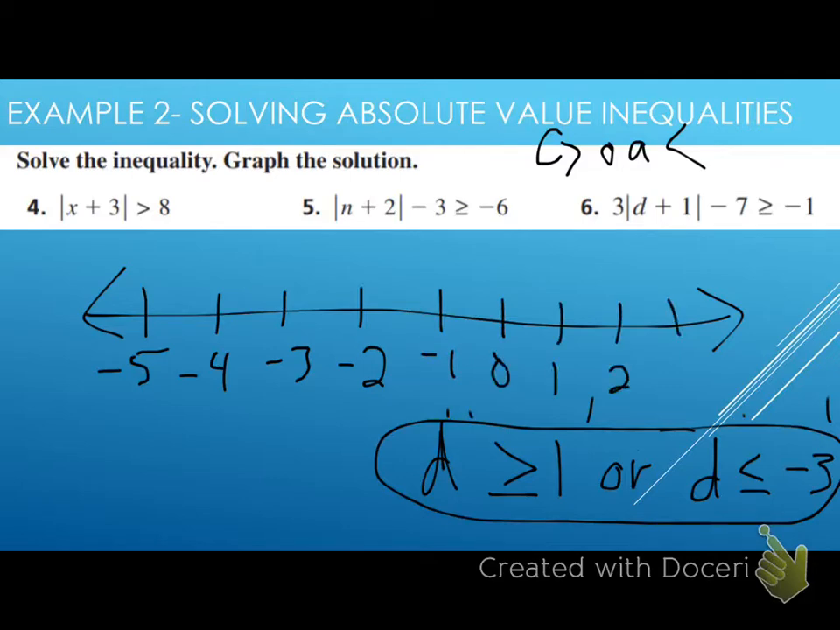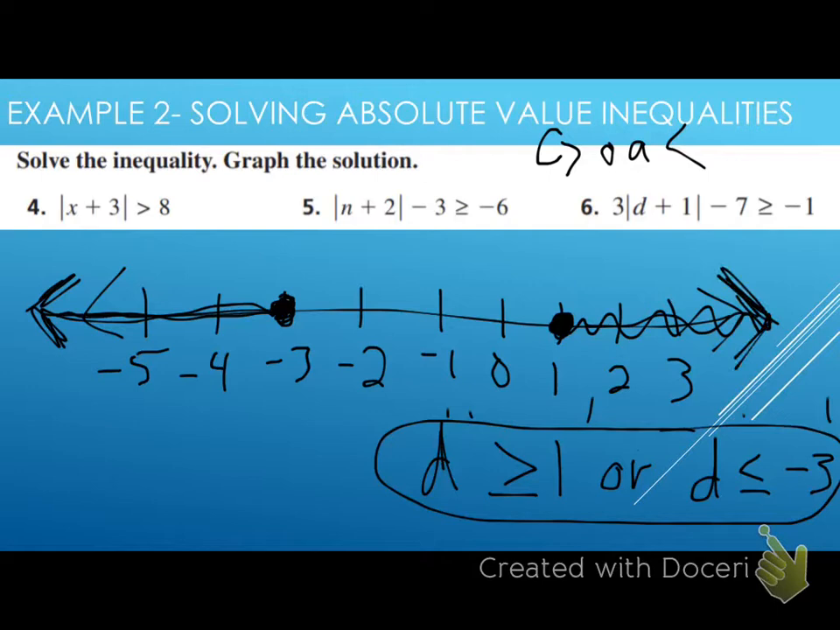Open or closed dot on 1? Closed. Open or closed dot on negative 3? Closed. And how am I shading? Negative 3 is going to the left because I want it less than negative 3. One is to the right because I want it greater than 1. And there would be my graph. Questions on that last one? We all good with absolute value inequalities?